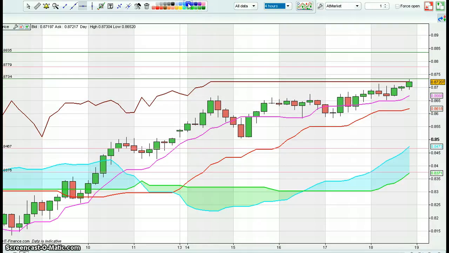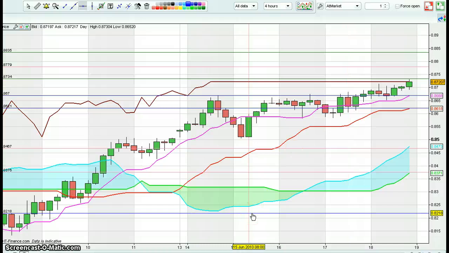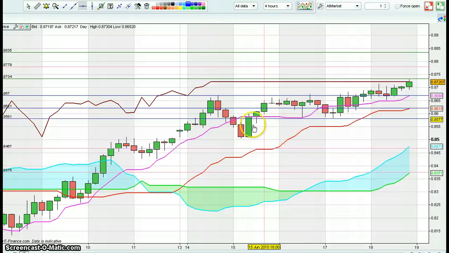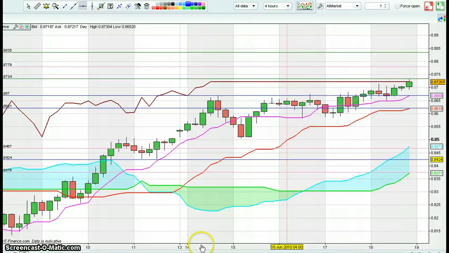To complete what I do, I then start adding in blue lines for my 4-hourly. Hope that's of assistance and it gives you an idea. That is the Aussie US dollar over the past week or so, and we see that it is in quite a strong bull breakout, but we are coming up to resistance.